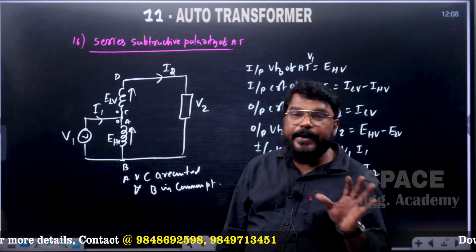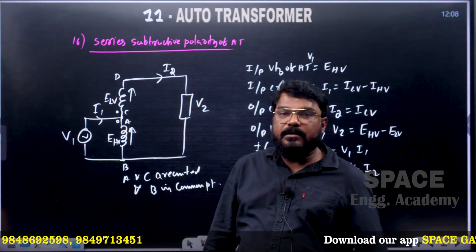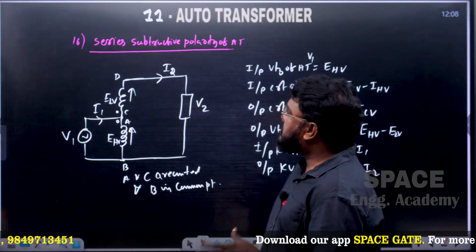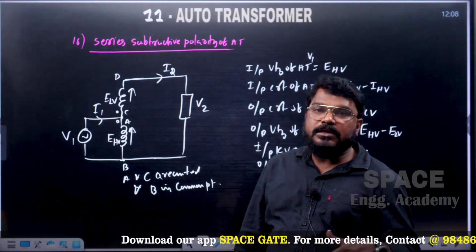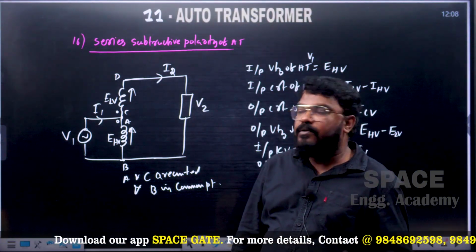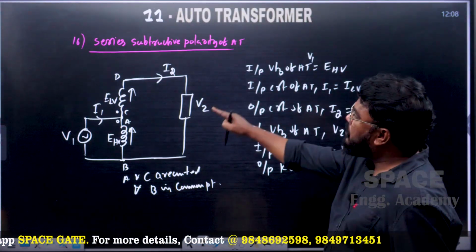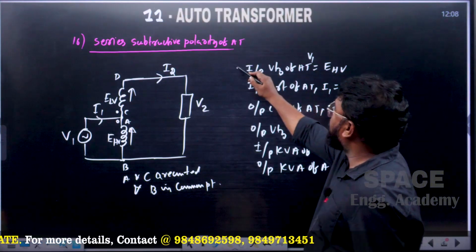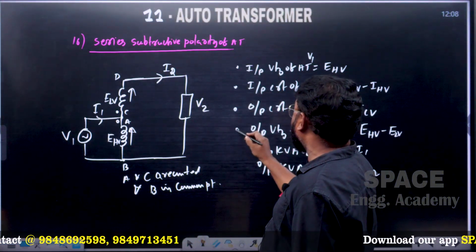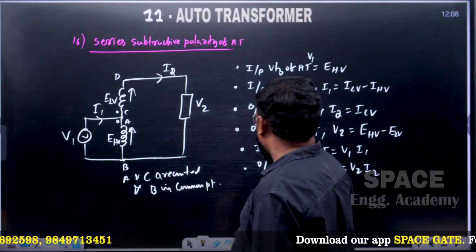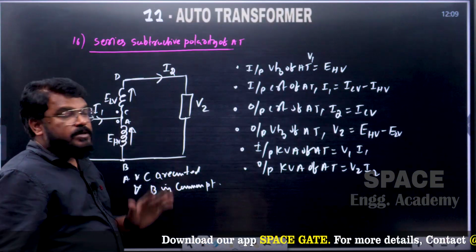So there are two ways to realize the auto transformer from the two winding transformer. One is the series additive polarity of auto transformer. Second one is the series subtractive polarity of auto transformer. And these are the questions he will ask. However it is given, on the diagram he will ask input voltage of auto transformer, input current of auto transformer, output current, output voltage, input kVA and output kVA of auto transformer.